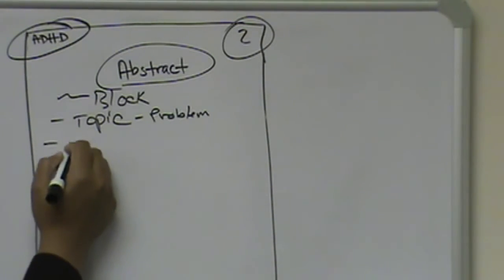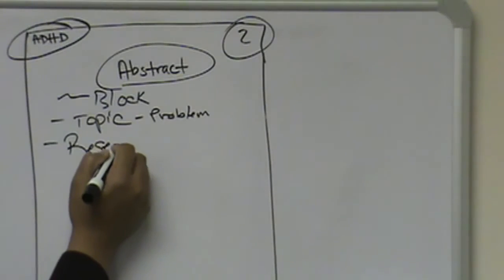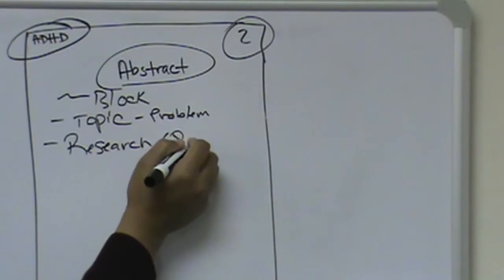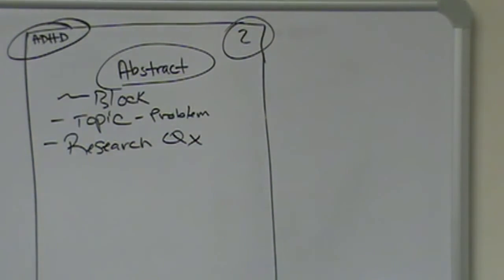Another thing to include is your research question. So what is the question that you're investigating? In this particular case, we're investigating the effectiveness of exercise treatment rather than medication treatment for ADHD. So what is the thing that you're trying to investigate?